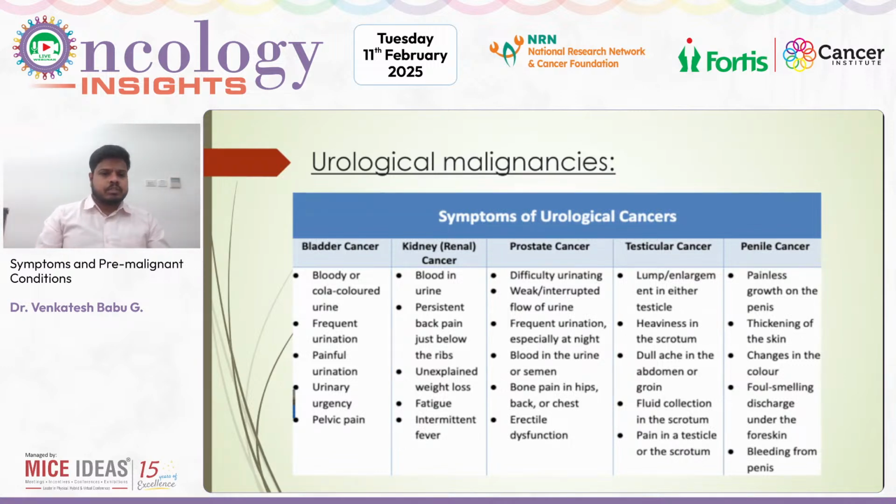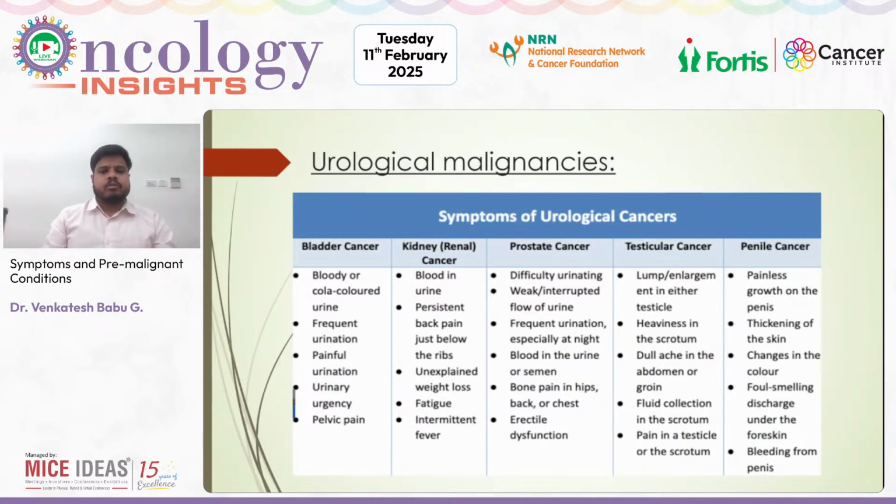And prostate carcinoma is one of the most common carcinomas occurring in the older population, and usually it presents with lower urinary tract symptoms. Usually they will present with irritative symptoms and then obstructive symptoms, which include difficulty in urination, frequent urination, especially at night, and blood in the urine sometimes. All of that can be the symptoms of prostate carcinoma.